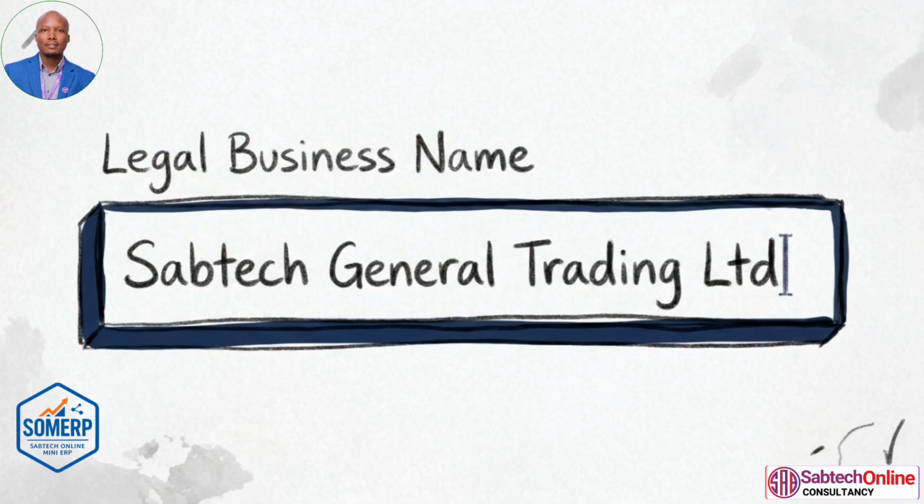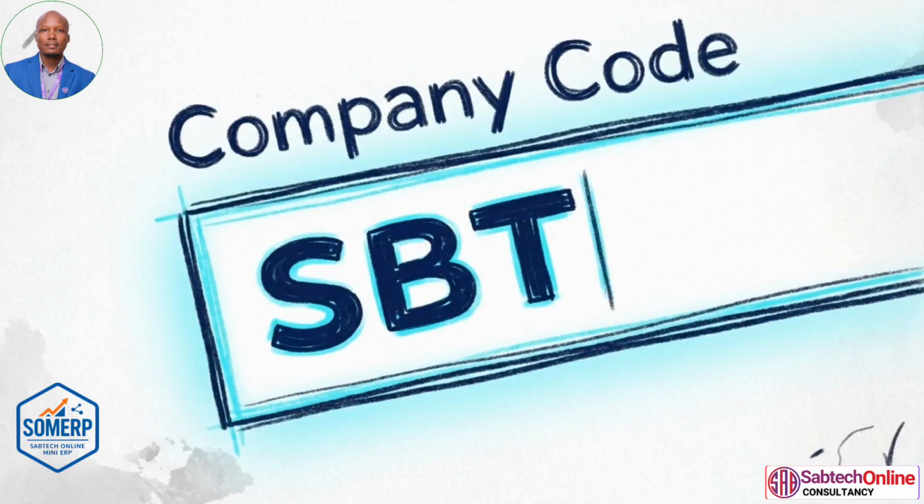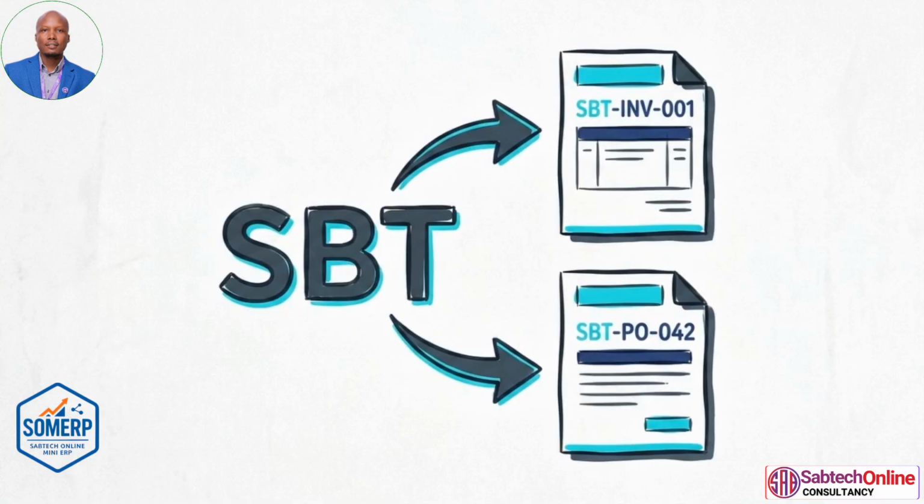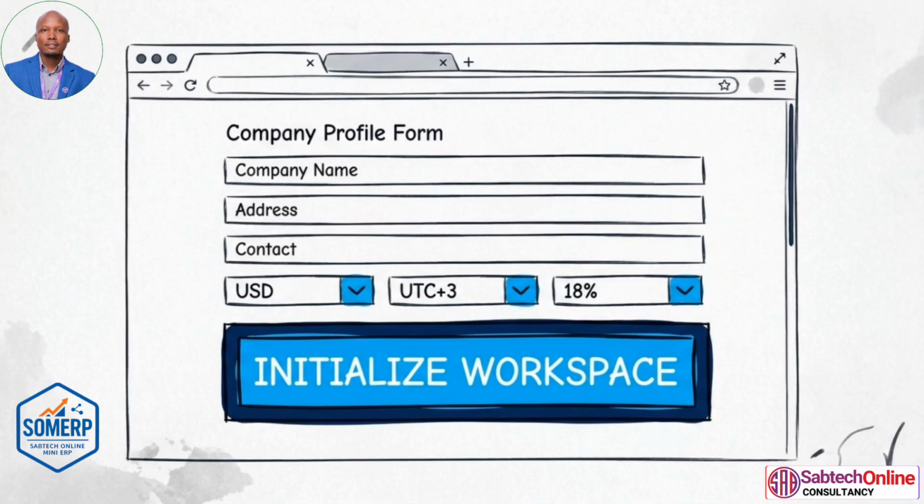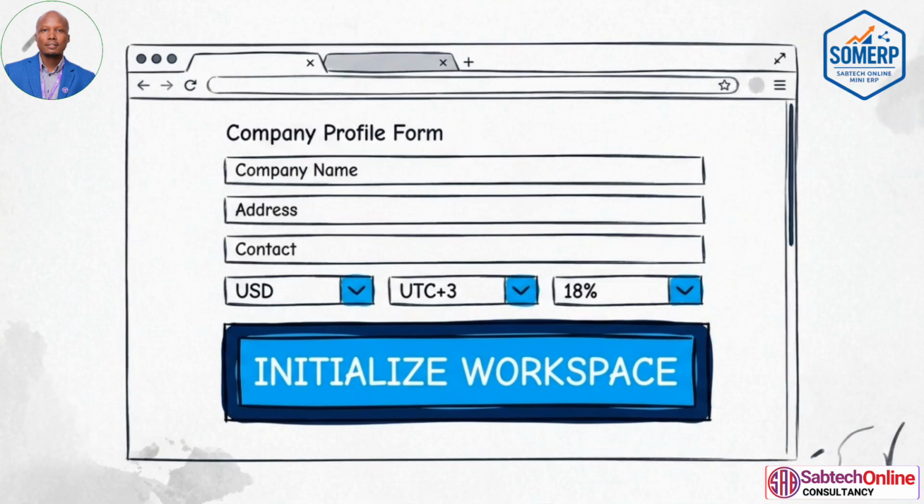Start by filling out your base company profile, including your legal business name. You also need to assign a company code. This 3 to 6 letter identifier permanently stamps all your system-generated documents, ensuring your purchase orders and invoices carry a consistent, recognizable prefix. Next, select your default currency, your local time zone, and the baseline tax rate for your region. Once those are set, click Initialize Workspace.